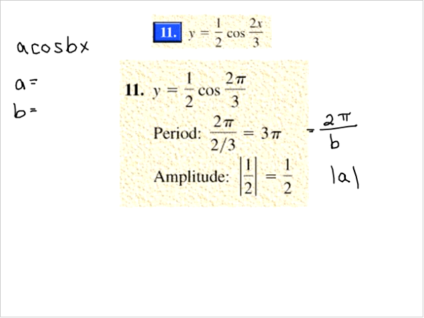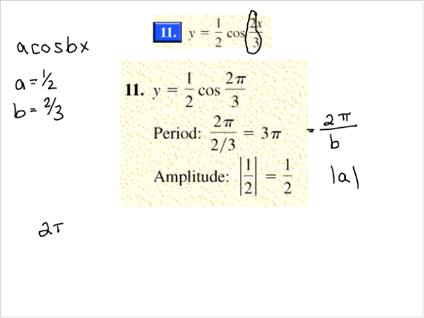For the cosine, I'm just going to denote what a and b are first. A is the number out front, so that looks to be the 1/2. B is the number that's in front of x, and we actually have a fraction in front of x this time, the 2/3. So to find the amplitude, we're going to take the absolute value of 1/2, which is just 1/2. And the period, remember, for cosine is still 2 pi over b, so 2 pi over 2/3.